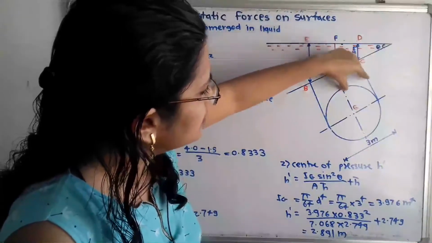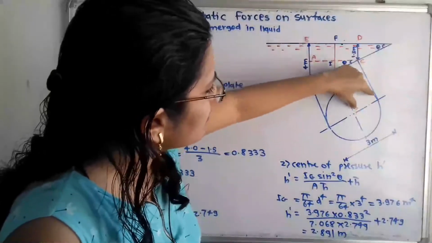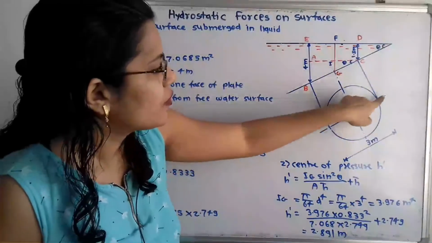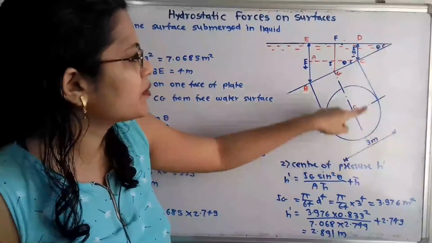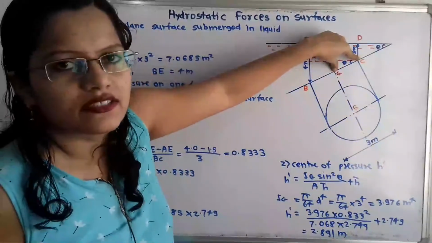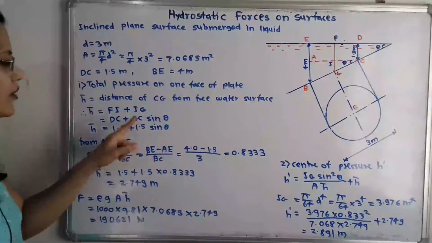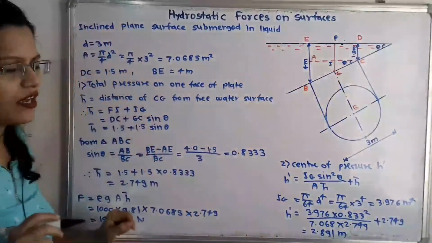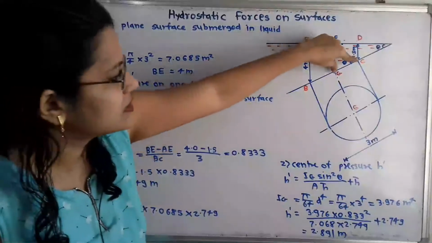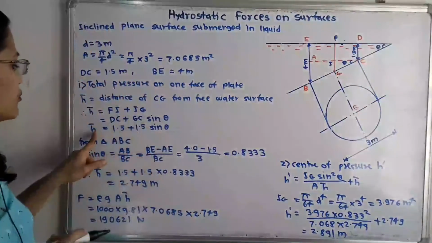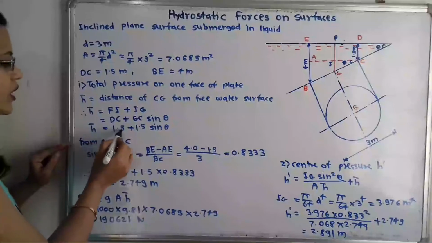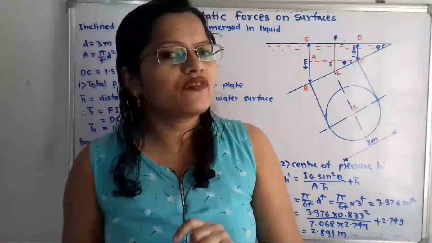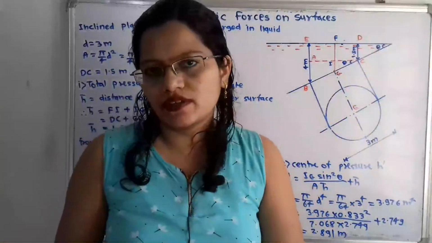And what is the distance GC? If we observe here, point G is the middle point of this circle. So what is the diameter of the circle? 3 meters. So 3 by 2, that is 1.5, is the distance GC. So how can we write this IG? IG is equal to GC sin theta, and GC is equal to 1.5. So we can write here h bar is equal to 1.5 plus 1.5 sin theta. But still the angle of inclination theta is not given.